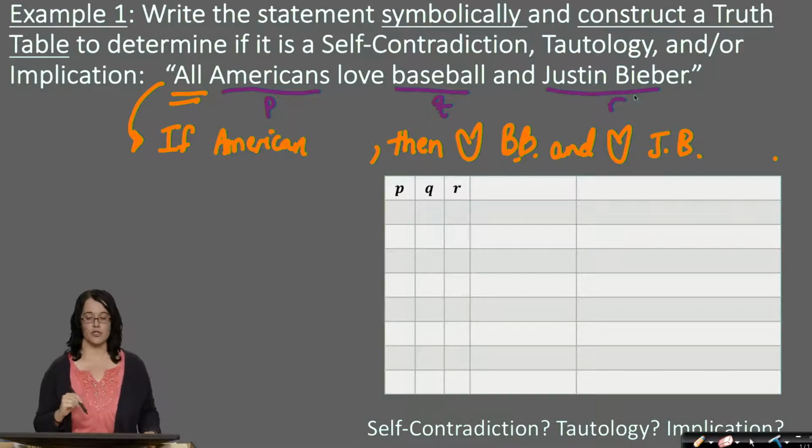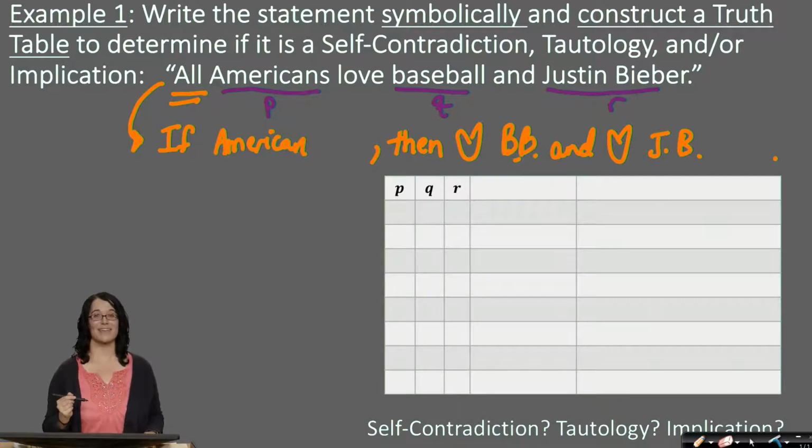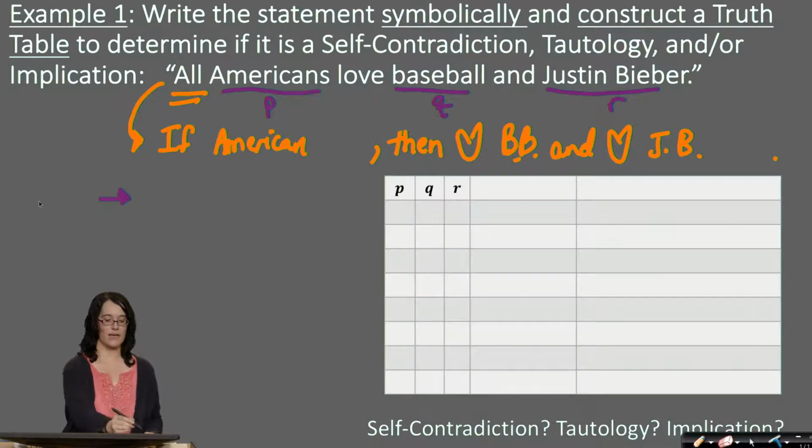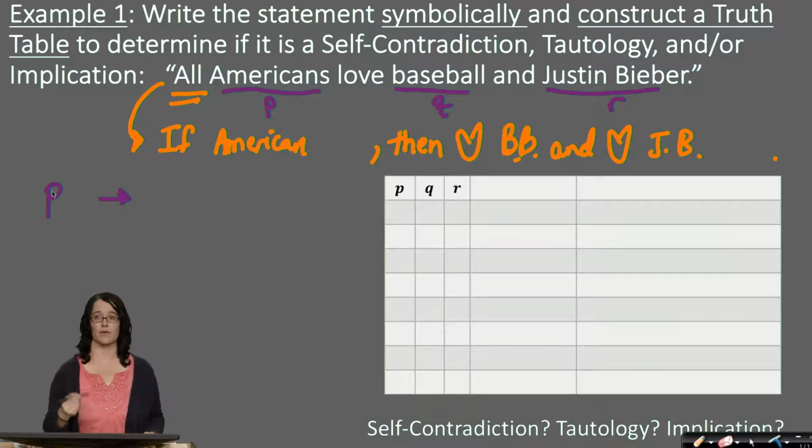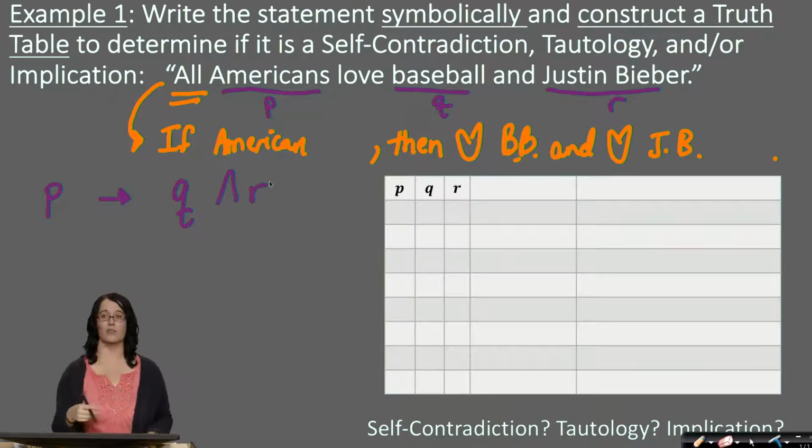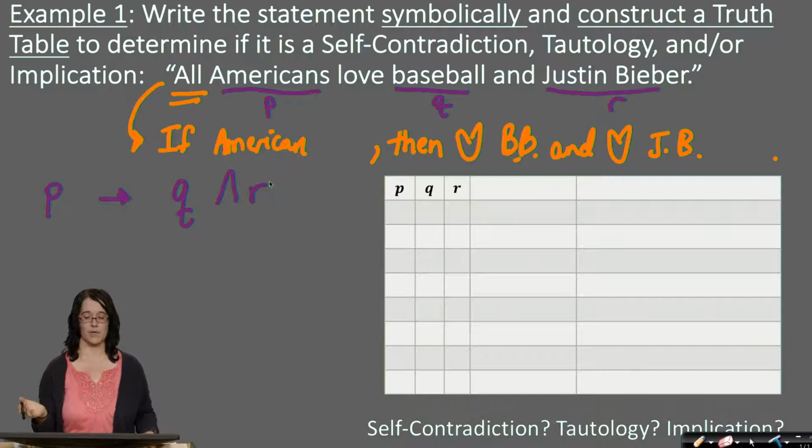Okay? So now could I rewrite this symbolically? Maybe you have already, or maybe you want to pause it and try it yourself. Well, if I know it's an if-then statement, I'm going to have the conditional arrow to the right, okay? So if something, then something. If P, that says if you're an American, then two things happen. Q happens and R happens, right? Q being you like baseball and R being you like Bieber.